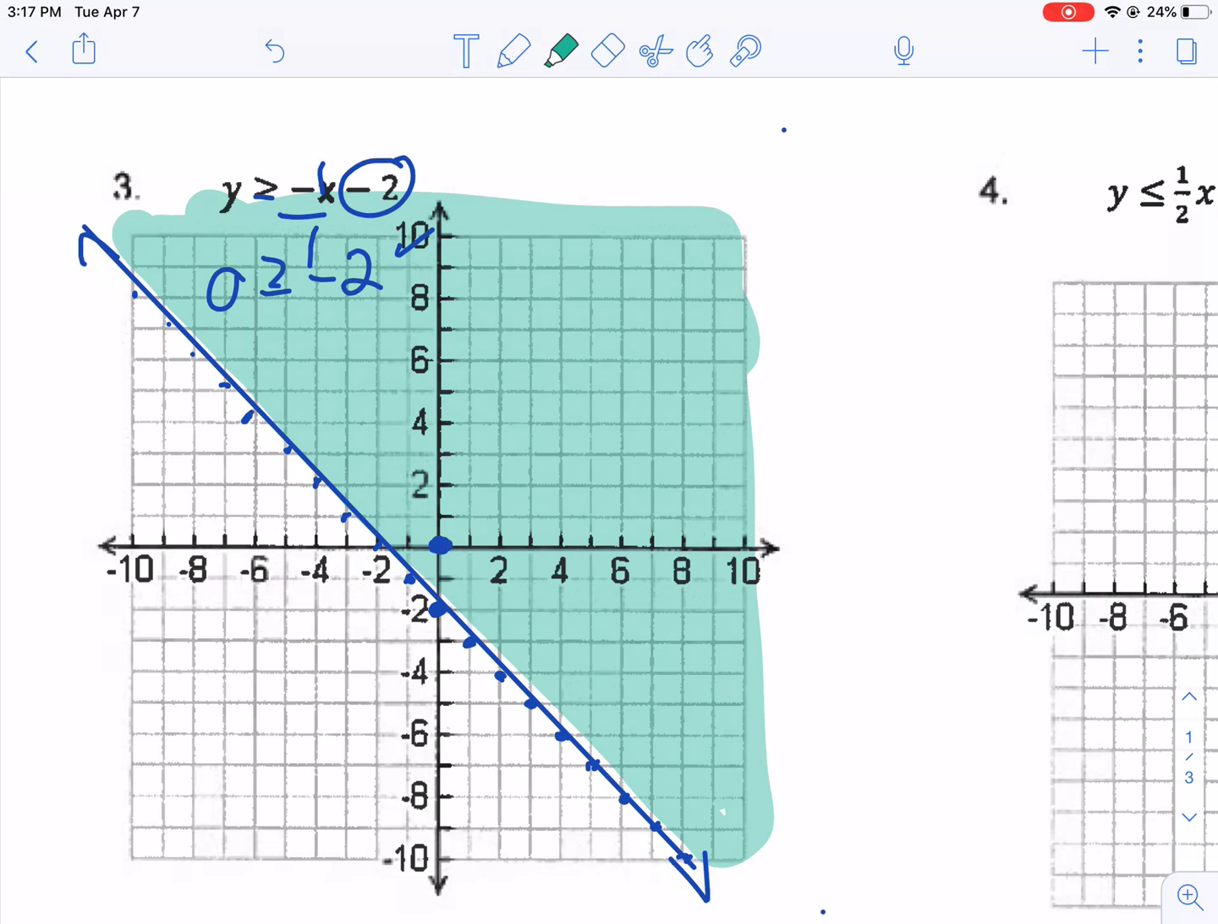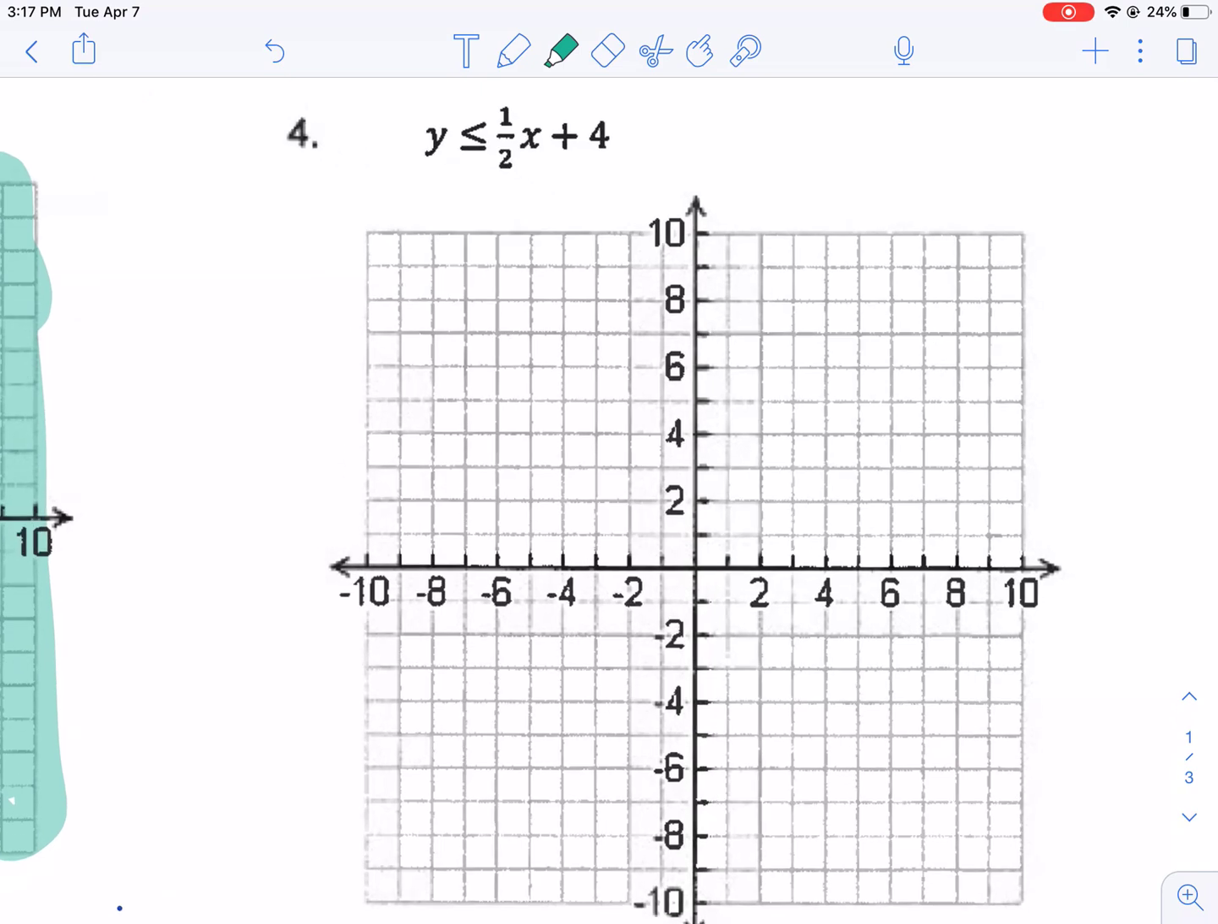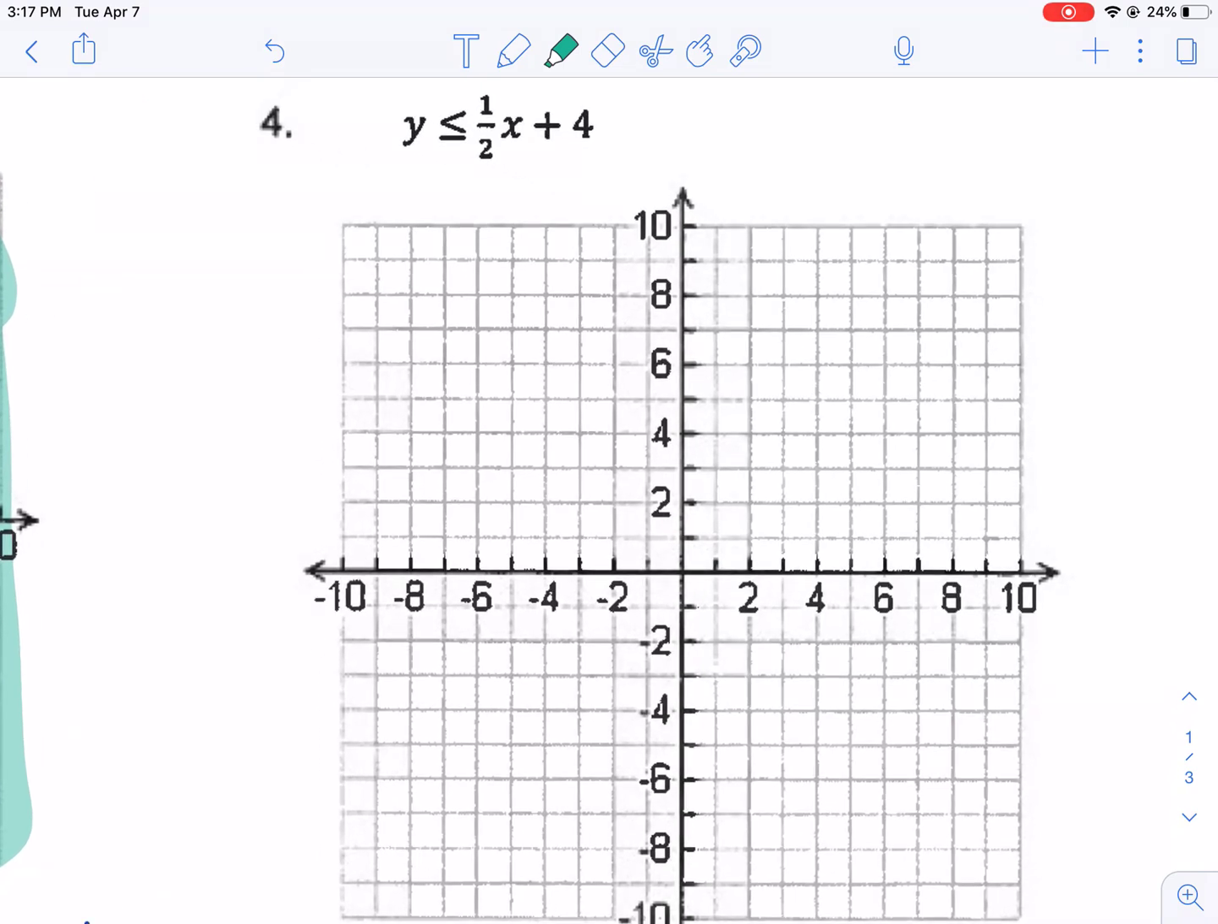All right. Moving on to number 4. Once again, it's in slope-intercept form. Great. We start off with the y-intercept, +4. And our slope is 1/2, which means we're going to rise 1, run 2. Rise 1, run 2. Continue the whole way through the grid, even back over to the left.